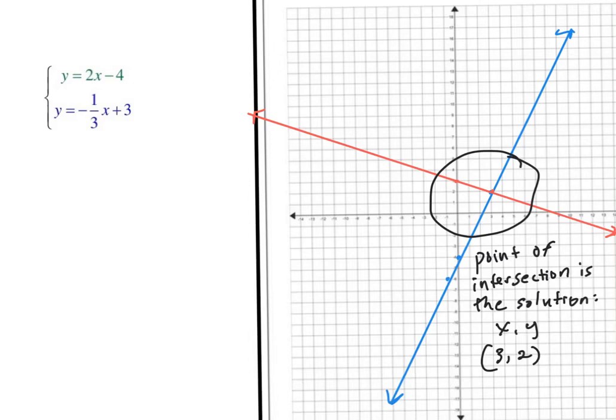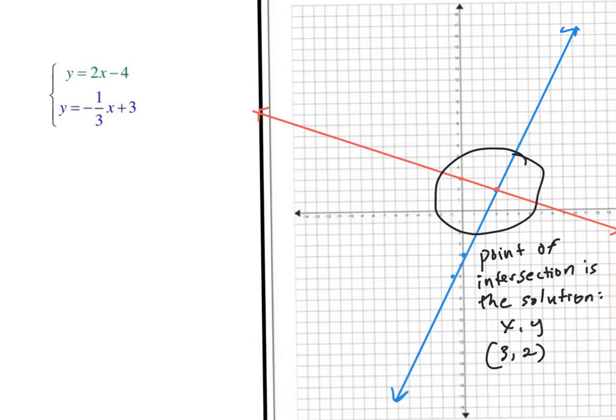In the last video, we looked at solving a system of equations by graphing, and those two equations are shown here: y equals 2x minus 4 and y equals negative 1/3 x plus 3. We found that the point of intersection for those particular systems of equations was x equals 3 and y equals 2. So we have an xy point, (x, y), as being (3, 2).